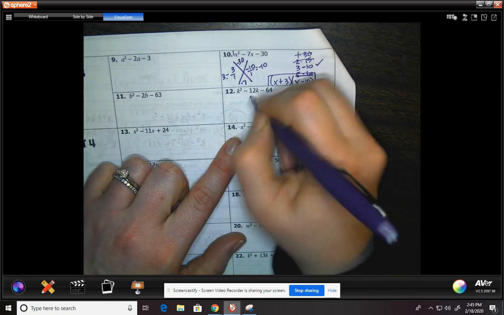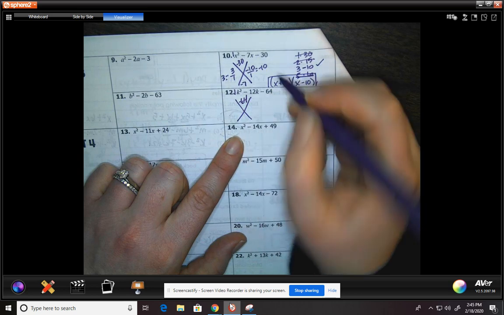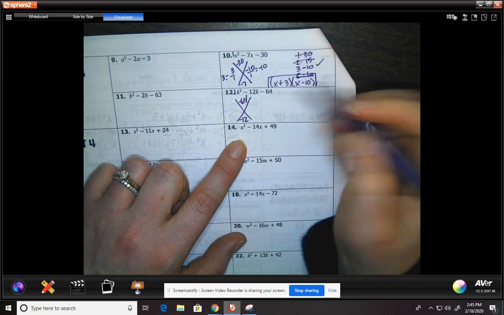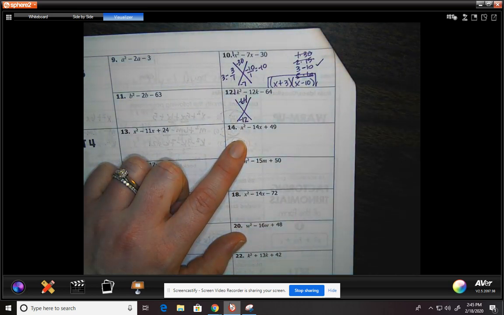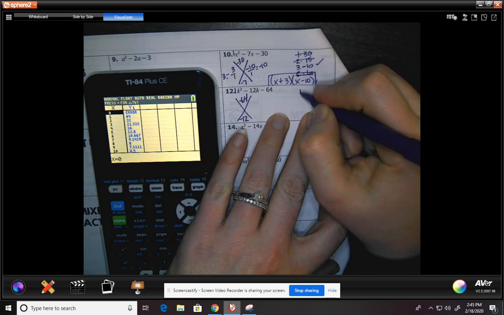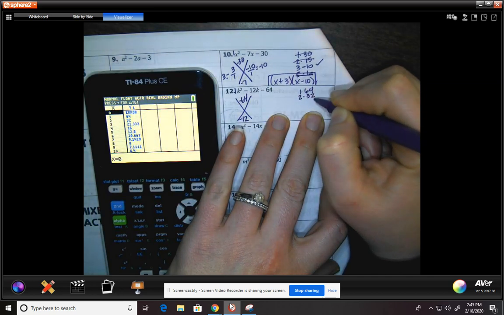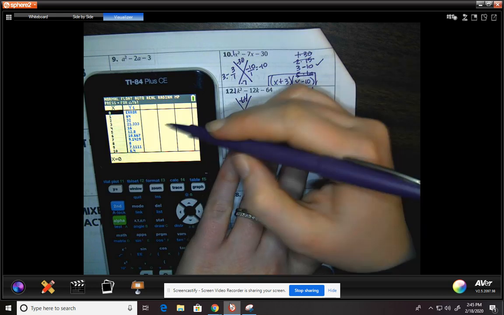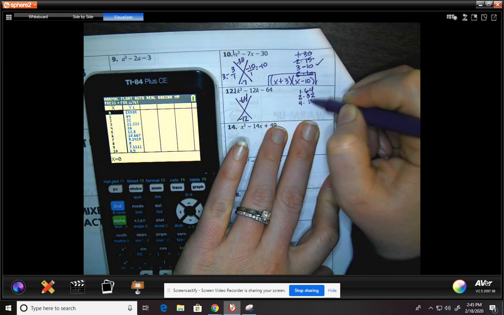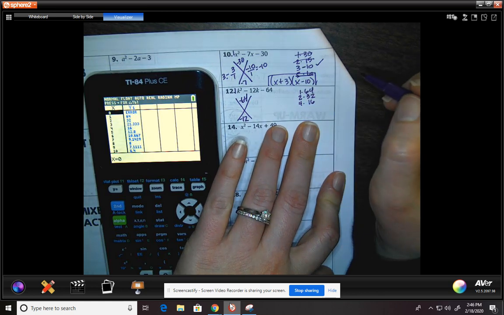Okay, for number 12, 1 times negative 64 is negative 64, and then I bring down the negative 12. Okay, so again, I'm going to put this over here where you can check to make sure I'm not missing any multiples. So 1 and 64, 2 and 32, 3 doesn't work, 4 and 16, 5 doesn't work, 6 doesn't work, 7 doesn't work, 8 times 8.